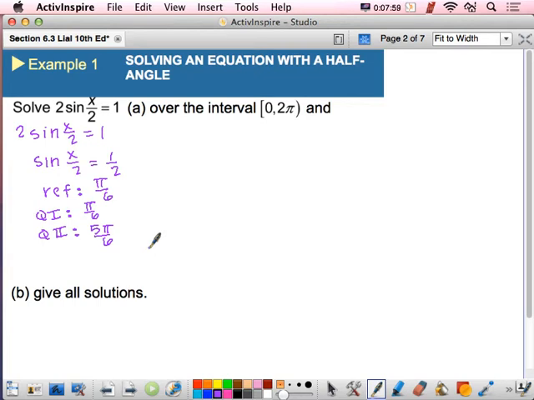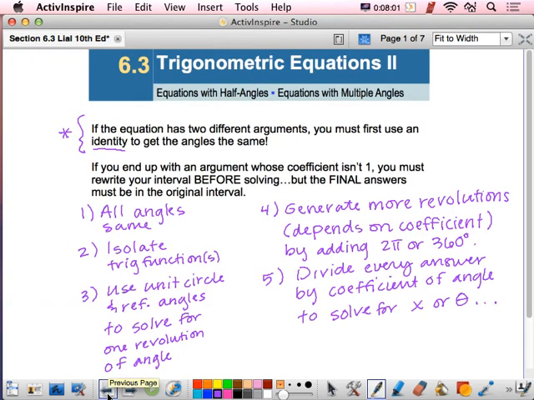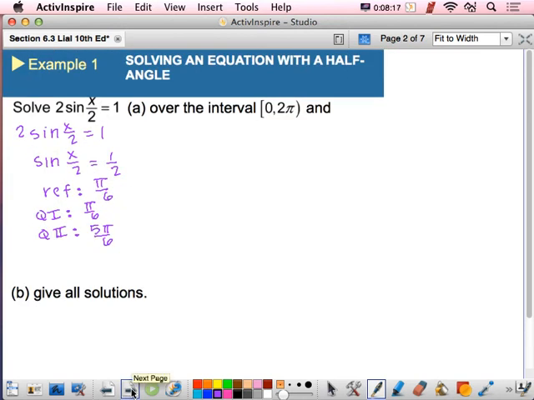The final step says after you generate what you need, okay? And we didn't have to go multiple revolutions this time. We actually only needed half of one. So that was perfect. Now it says divide every answer by the coefficient of the angle to solve for x or theta. Let me explain to you what that means. What is my angle? X over 2, right?